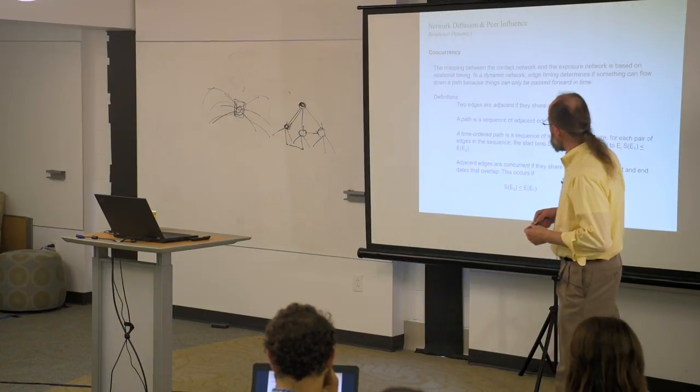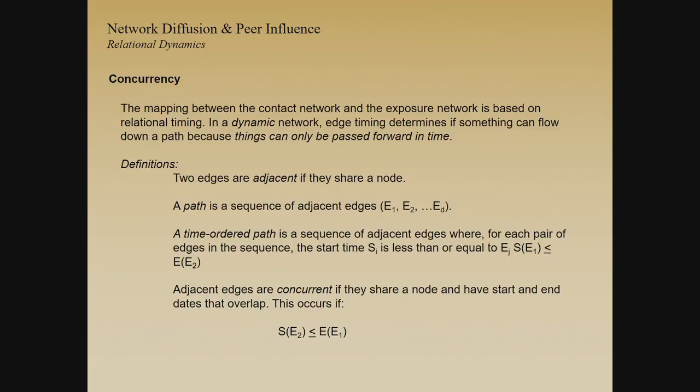And so in concurrency, the idea is that the two edges are adjacent. The intuition is that someone's involved in concurrency if they have two partners at the same time, or multiple partners at the same time. So concurrency from a simple standpoint is just that edges overlap in time. From a technical standpoint, what you're really interested in is whether or not the starting time of the second edge is less than or equal to the ending time of the first edge. And that is if they overlap in time.